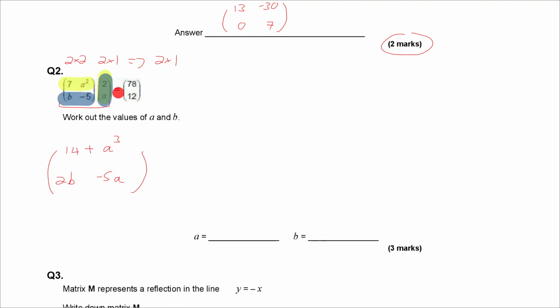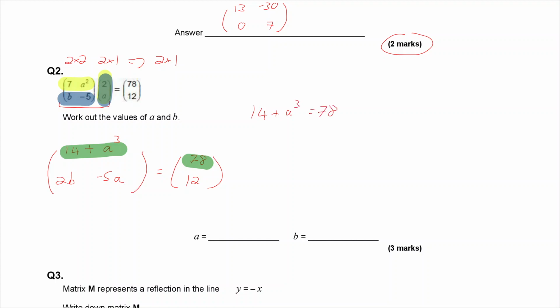And I know that this is equal to this matrix. So this is all equal to the matrix 78, 12. Now really what I can do here is compare each part of the matrix. So the top number, 14 plus a cubed, must be equal to 78 because they're equal. So I'm going to highlight this and say this must be equal to 78.